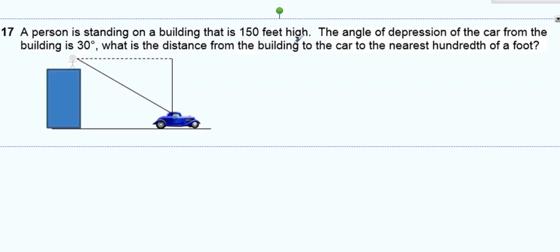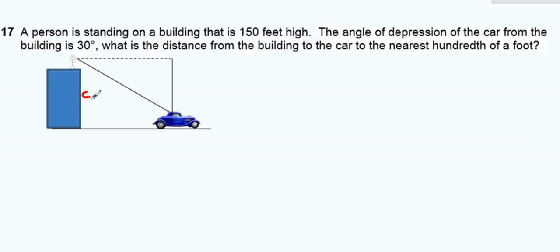A person is standing on a building that's 150 feet high. The angle of depression of the car from the building is 30 degrees. What is the distance from the building to the car to the nearest hundredth of a foot? So the building is 150 feet. So we can put that over here so it's in the triangle. And we're trying to find the distance from the building to the car, which would be that side of the triangle.